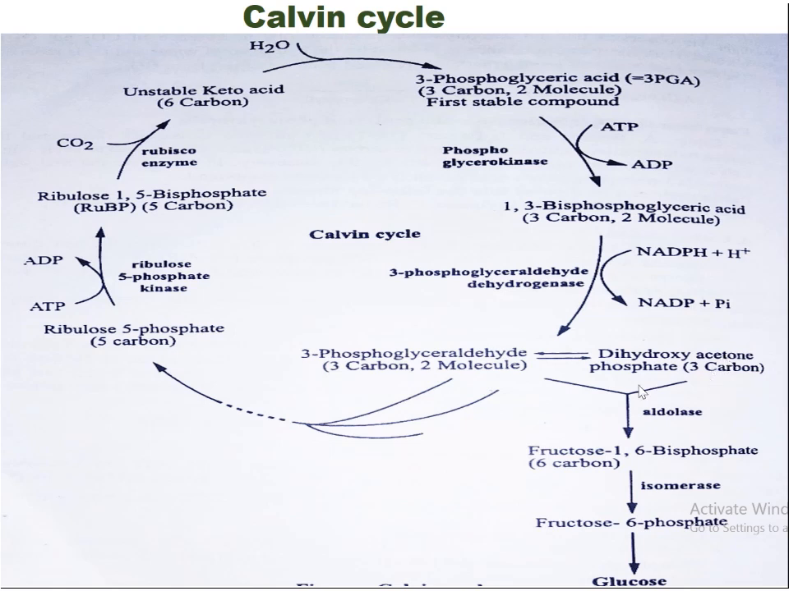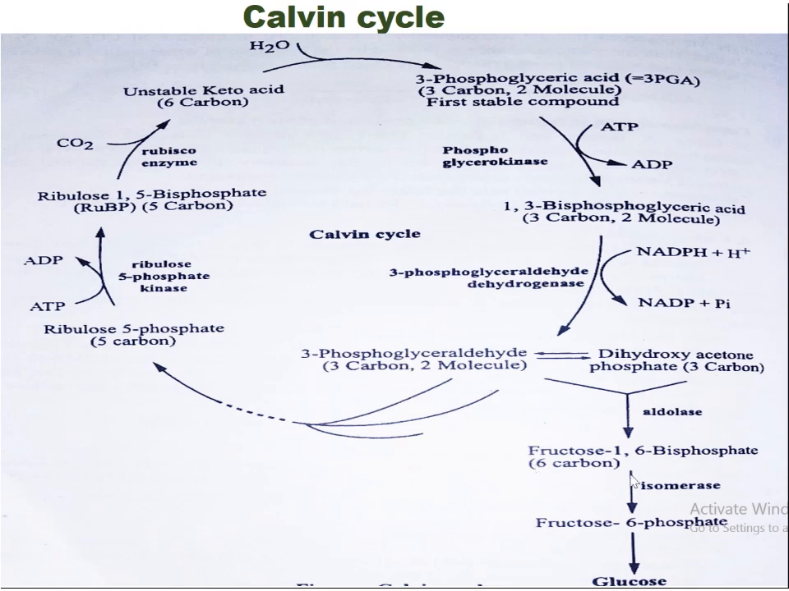Now the third phase of this Calvin cycle is the synthesis of carbohydrates. In this phase, one molecule of 3-phosphoglyceraldehyde condenses with one molecule of dihydroxyacetone phosphate by the enzyme aldolase, and they produce fructose 1,6-bisphosphate.